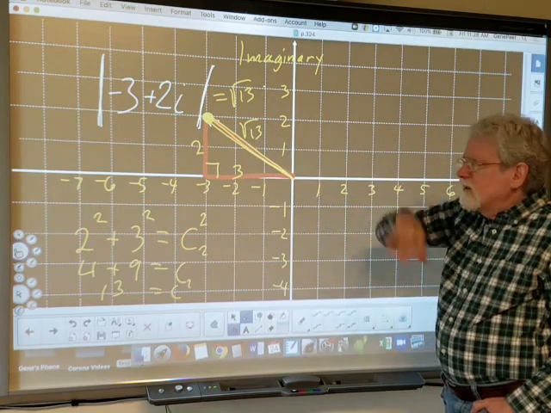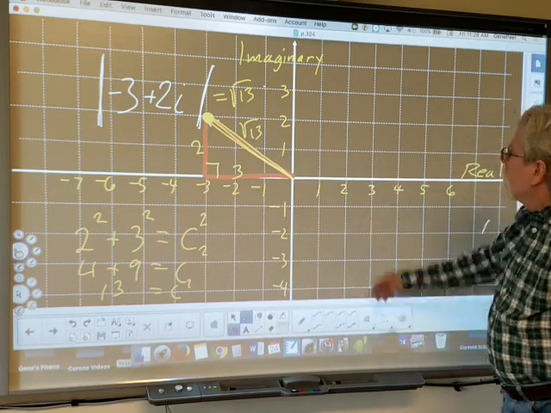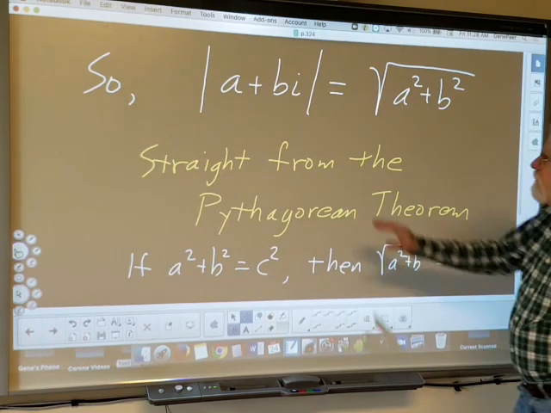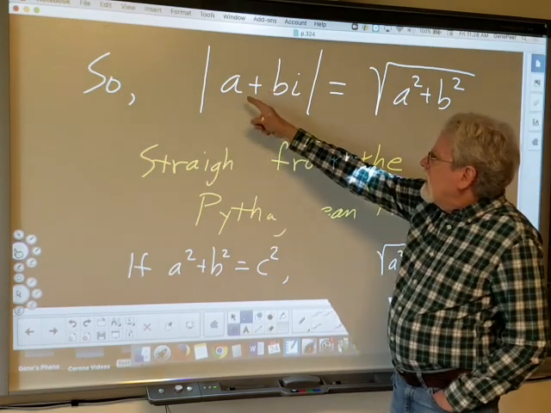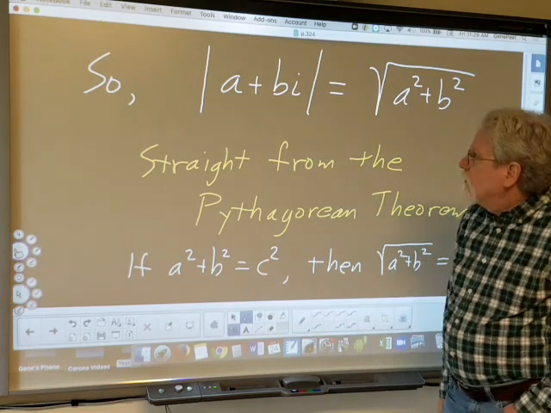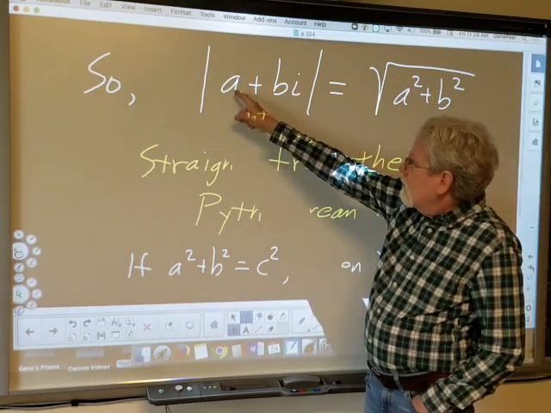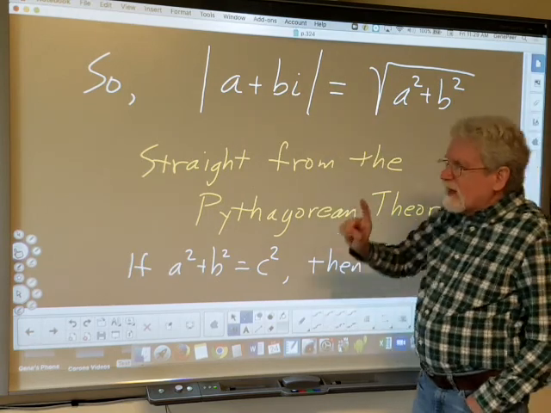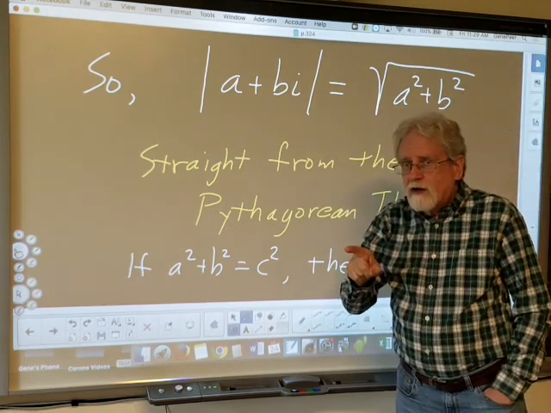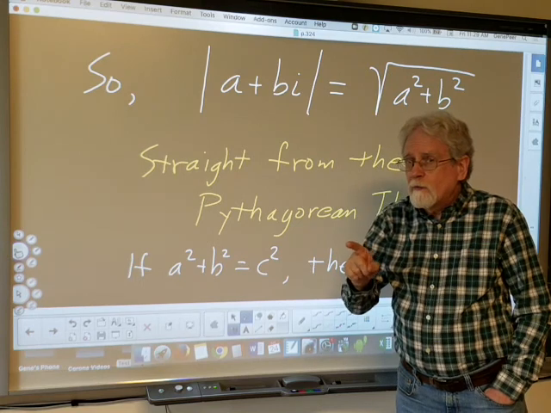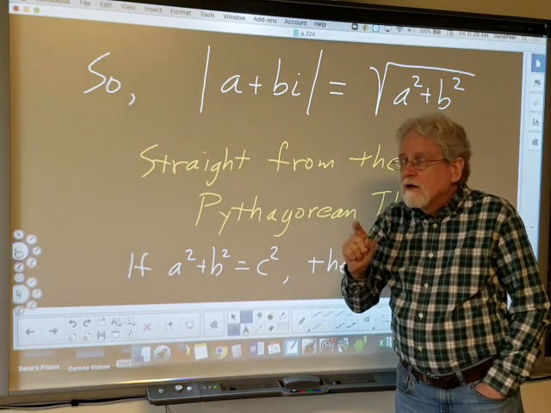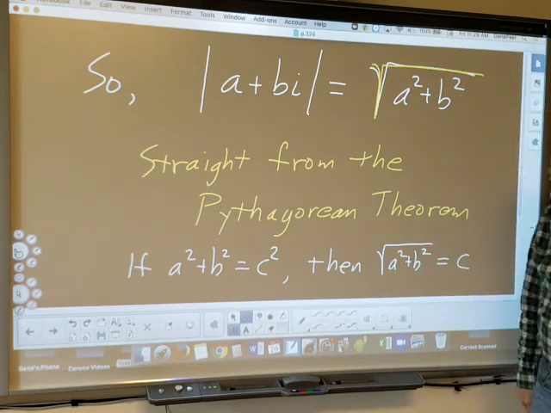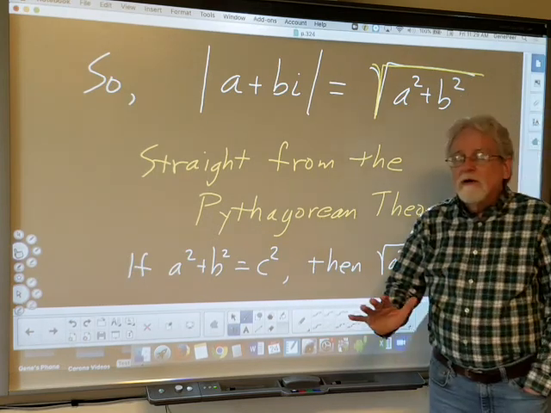So do we have a formula for this? Well, of course we do. The formula for absolute value of a plus bi. What do we do? We take this guy and square it. We take this guy and square it. But then that gives us c squared. We don't want c squared, we want c. Therefore, we take the square root of the whole thing, and there's your formula for absolute value of a complex number.